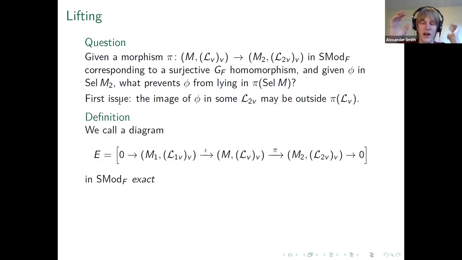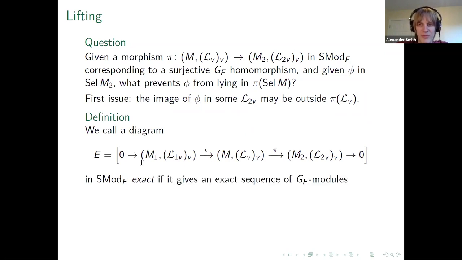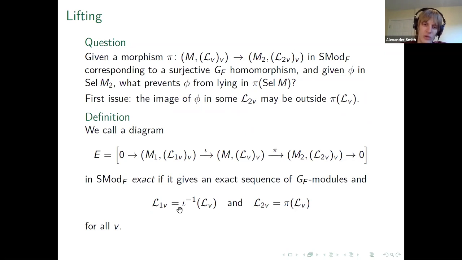So call a diagram in S_F exact if it is exact at the level of G_F modules. And first off, L_2,v is equal to pi of L_v. So we get around this issue. And second off, L_1,v is equal to iota^{-1}(L_v). And the reason I assume this is so that the dual to this exact sequence also obeys this condition, which is essential.